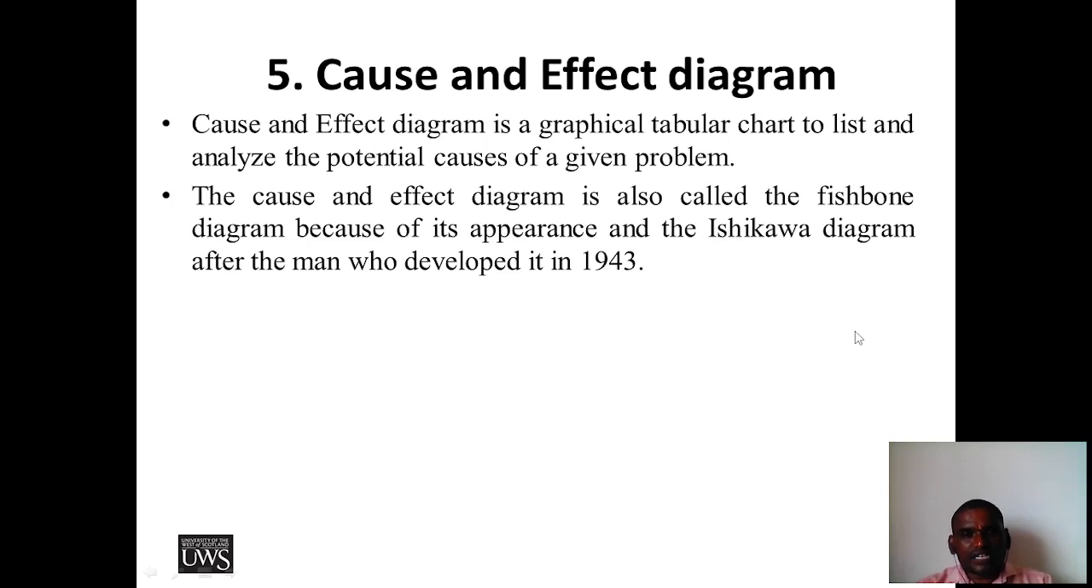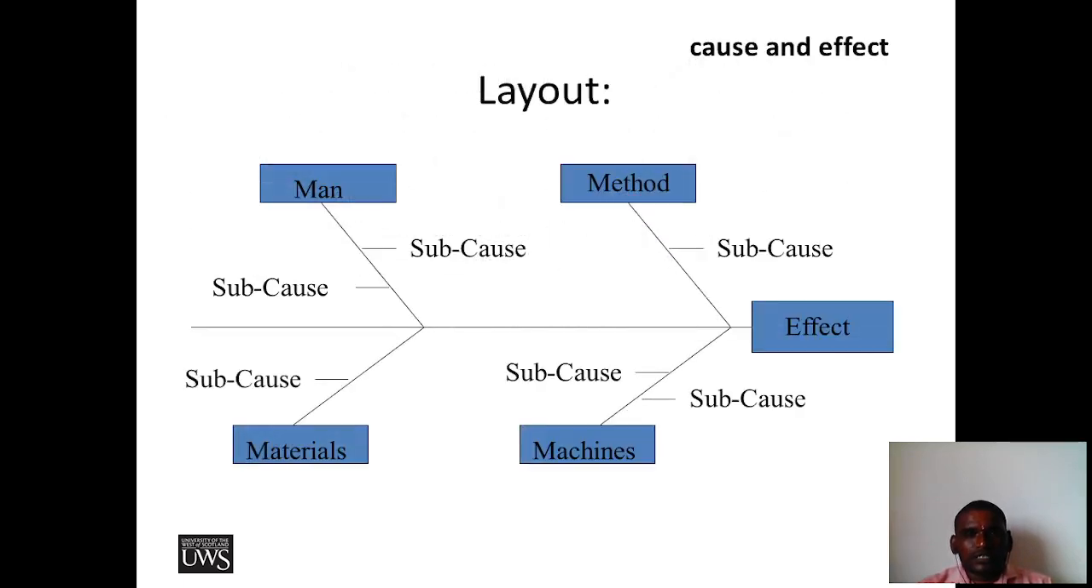Another one is the cause and effect diagram. A cause and effect diagram is a graphical tabular chart to list and analyze the potential causes of a given problem. That means you have to identify the reasons for the effect. The cause and effect diagram is also called the Ishikawa diagram, after the man who developed it in 1943. This diagram is based on a fishbone, it appears as a fishbone, so this is a fishbone diagram.